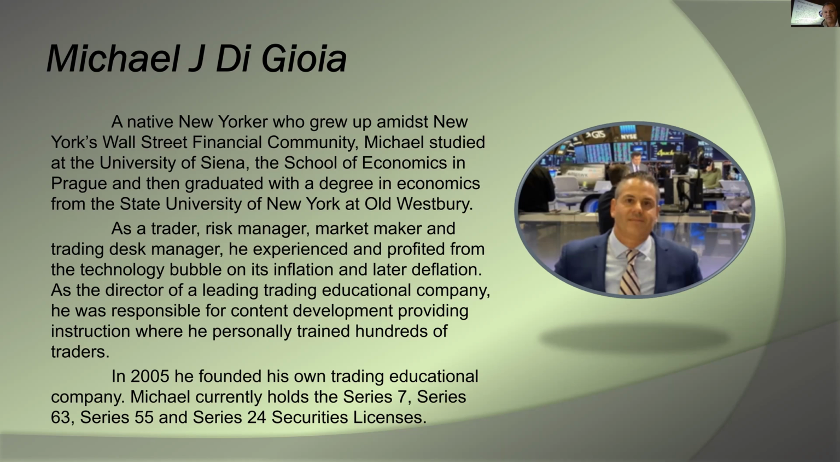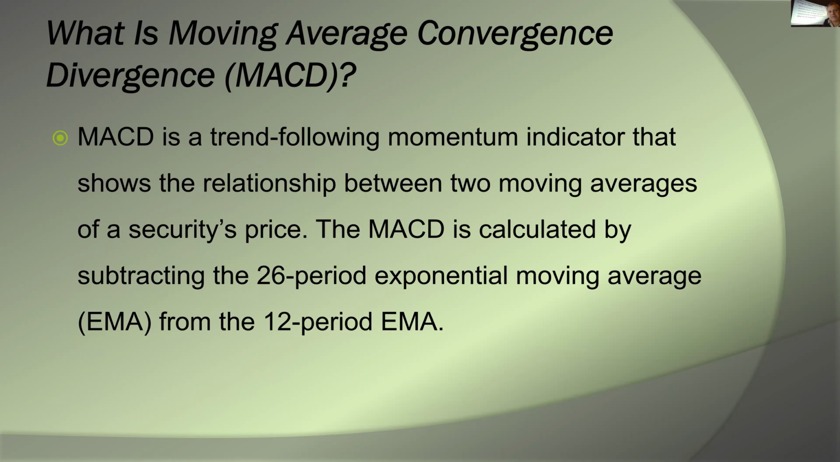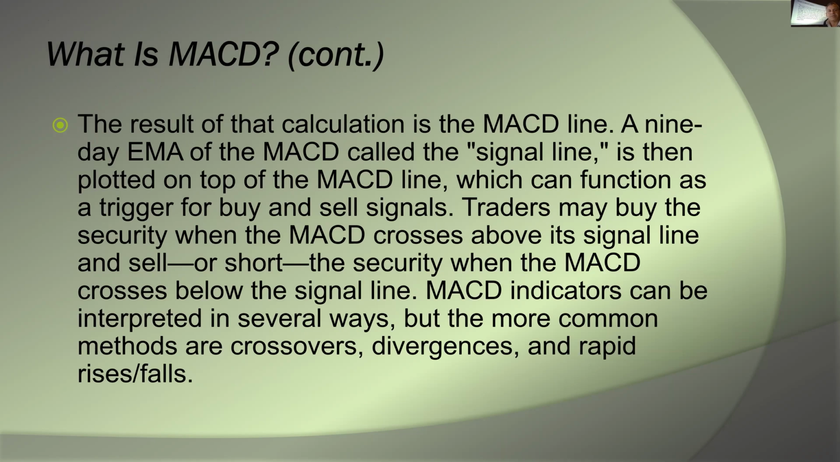Needless to say, it's a great pleasure to be here with you, teaching you about one of my favorite indicators, the MACD. So what is the MACD? Moving Average Convergence Divergence. The MACD is a trend following momentum indicator that shows the relationship between two moving averages and the security's price. The MACD is calculated by subtracting the 26-period exponential moving average from the 12-period exponential moving average. The result of that calculation is the MACD line. The 9-day EMA of the MACD is also called the signal line.